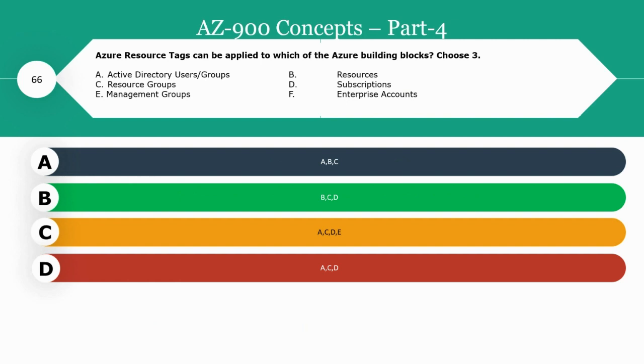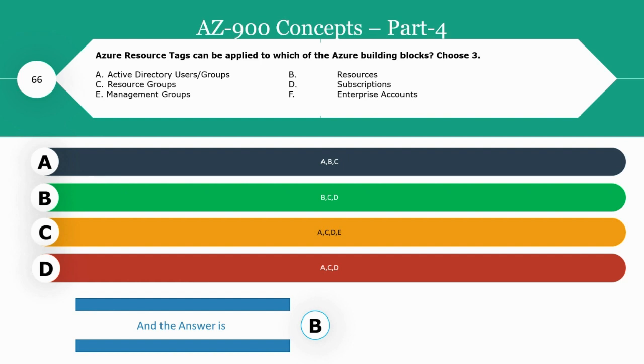Here, enterprise accounts is not the correct answer because it deals with the enterprise accounts. Management groups is also not the correct answer. Between A, B, C, D, the closest answer will be resources, resource group, and subscriptions, where you can use tags. So the right answer for this question is option B.